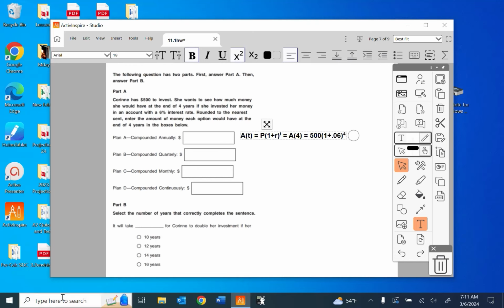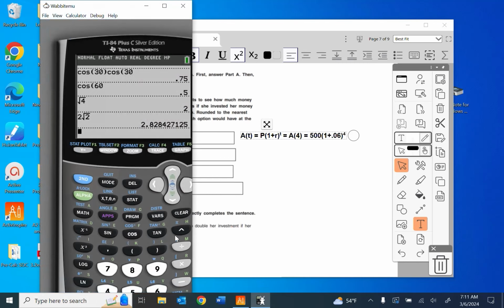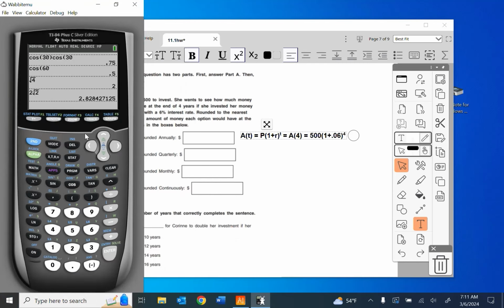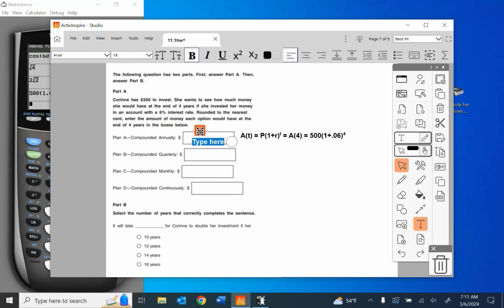I'm going to push some buttons here. That's all there is to it. You're welcome to play along in your own calculator. Perhaps you should. And I got 631.24.